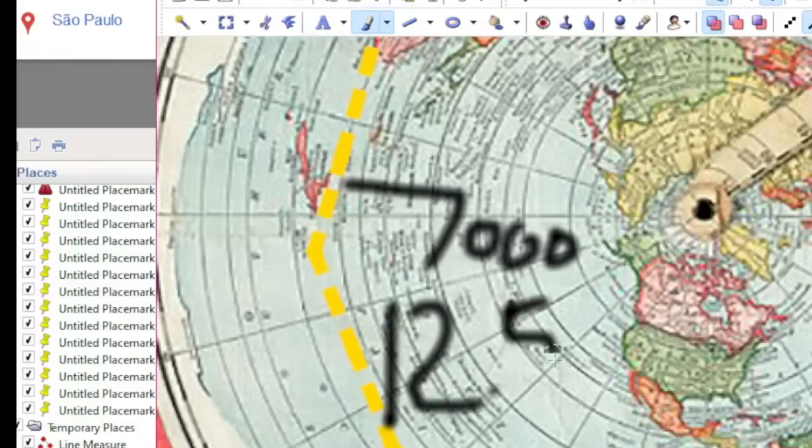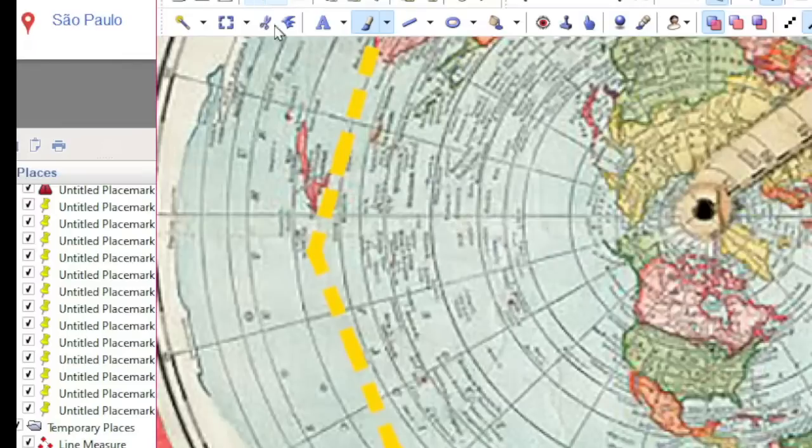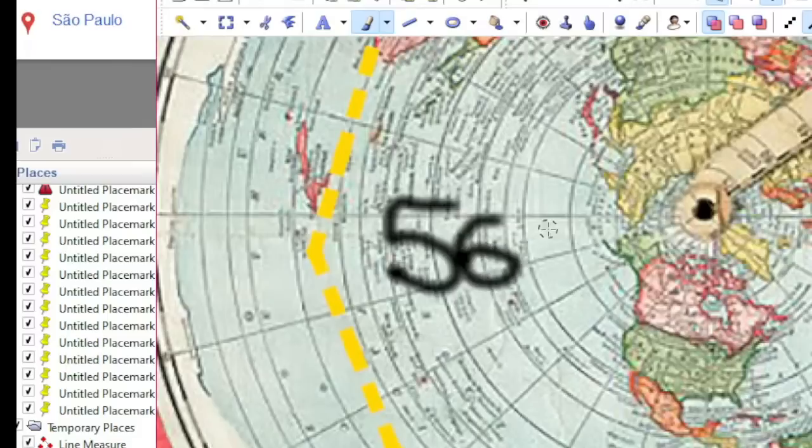Let's go 12.5 hours. So we multiply that out. We do 7,000 divided by 12.5 to figure out how fast that plane would be going, and we get 560. So that means that this plane that we know of goes 560 miles per hour. But here's the problem.